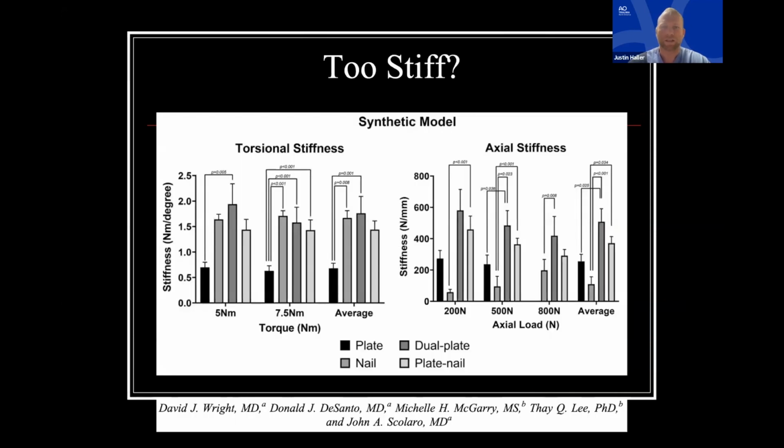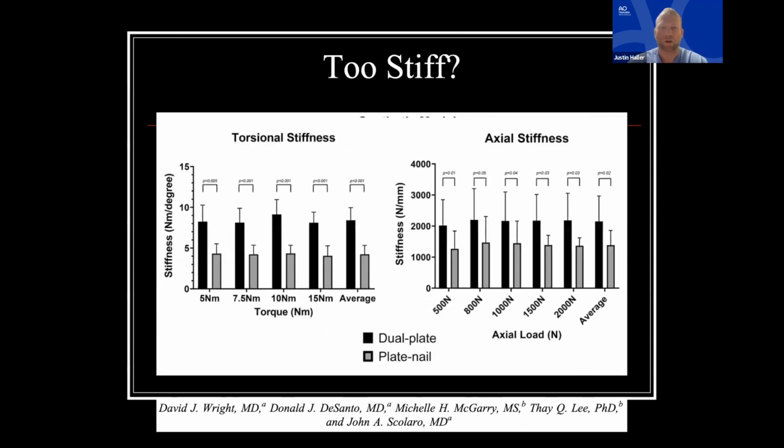artery. Next is, are you going to create a non-union by having too stiff a construct? So this is a study by our moderator, Dr. Scalero, where they had all the different constructs: a lateral plate, a retrograde nail, dual plate, a plate nail. And they first looked at the axial torsional stiffness in a synthetic model. And certainly the dual plate had greater torsional axial stiffness compared to the single plate, but also several of the other constructs. So it certainly can present a stiffer construct.